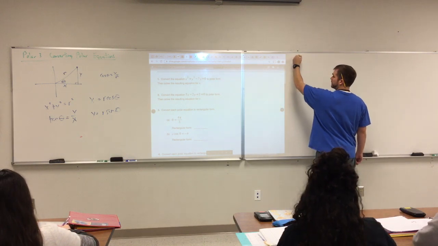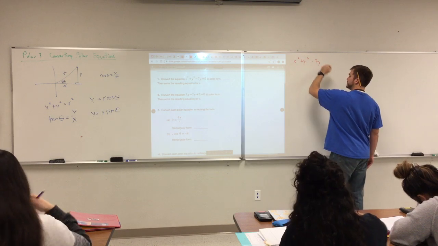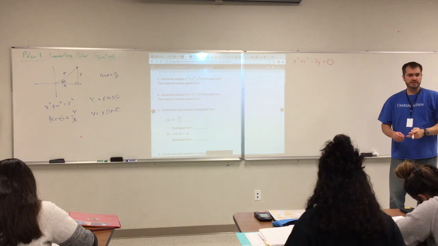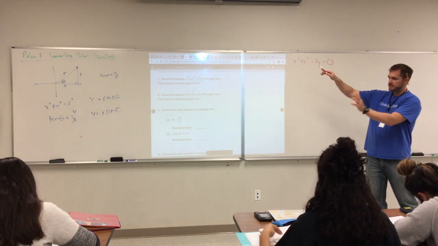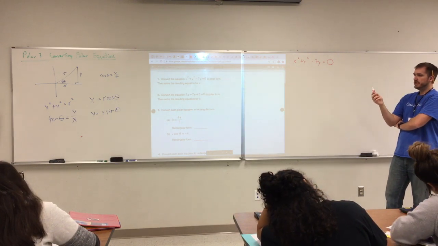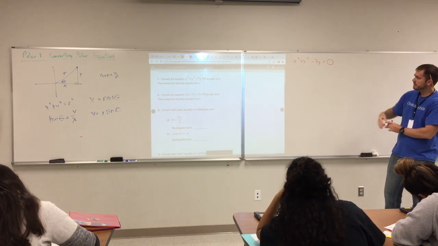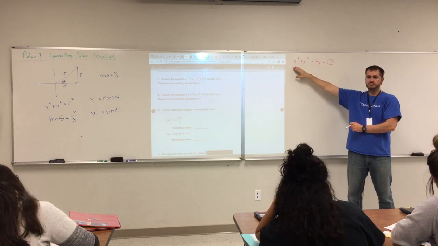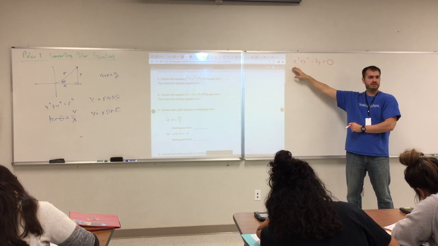Alright, so number one, we're gonna convert x squared plus y squared minus 7y equals 0 to polar form. So essentially, we're gonna look over there and see if there's any of those formulas that can help us out. We want to turn these into all r's and thetas. Does anybody see anything here that might be able to be converted into an r squared or theta?